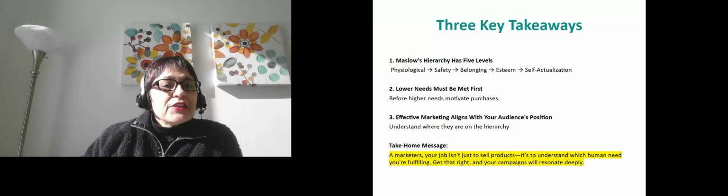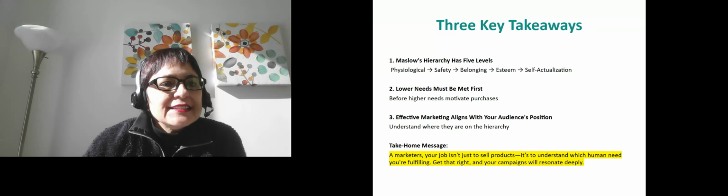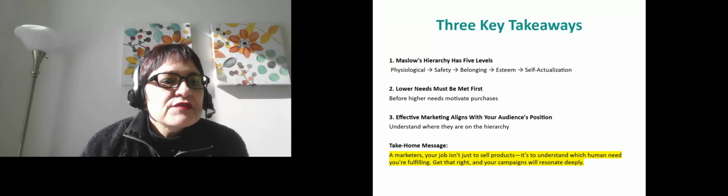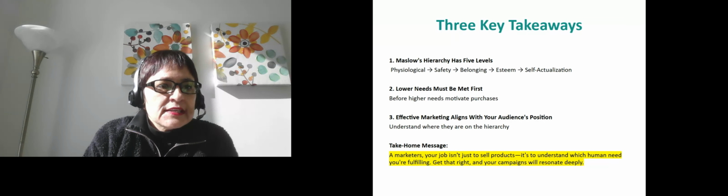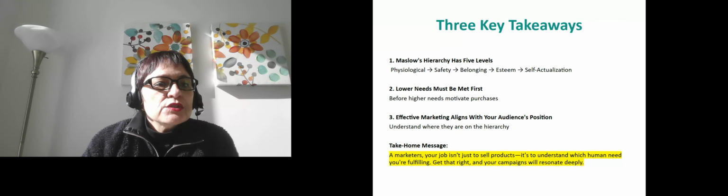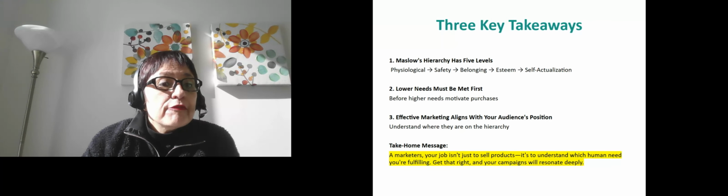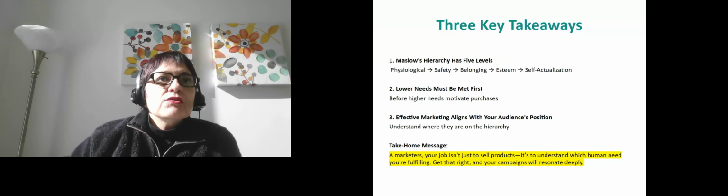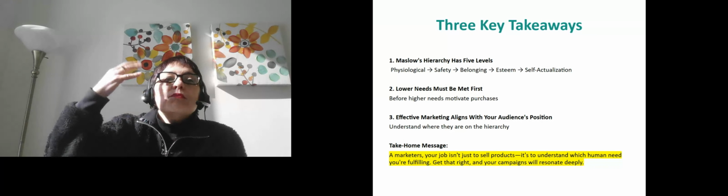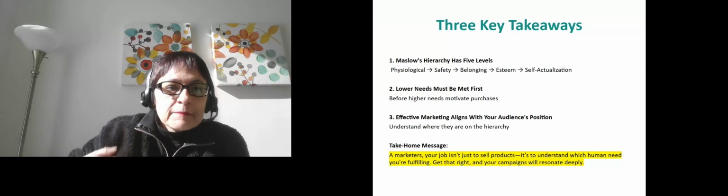Excellent. So there are three takeaways for today's lesson here. One is that Maslow's hierarchy of needs has five levels: physiological, safety, belonging, esteem, and self-actualization. You need to fulfill lower needs before higher needs can motivate purchases, right? So you can only move to the next level once one level is fulfilled.